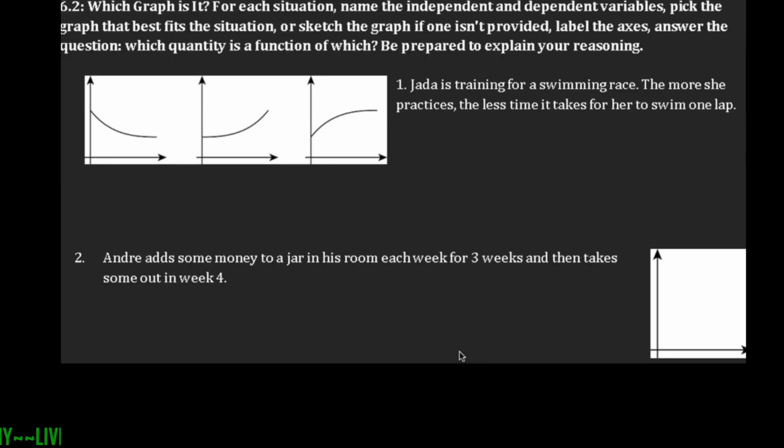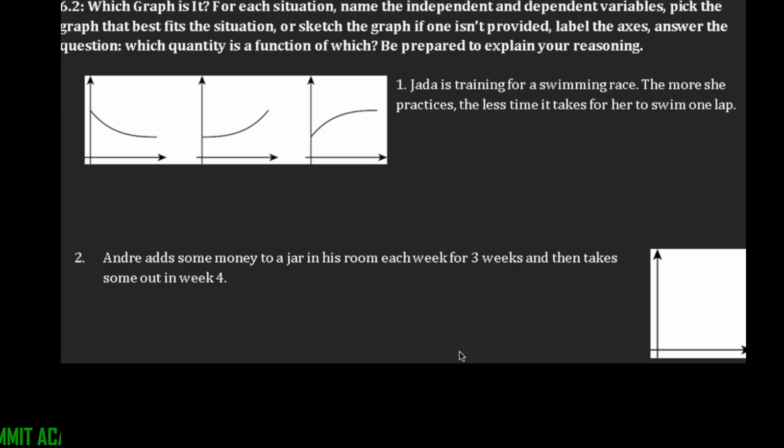All right, for the second part, it says, which graph is it? For each situation, name the independent and dependent variables and pick the graph that best fits the situation, or sketch the graph if one isn't provided, label the axes, and answer the question, which quantity is a function of which? So be able to prepare yourself to answer those.